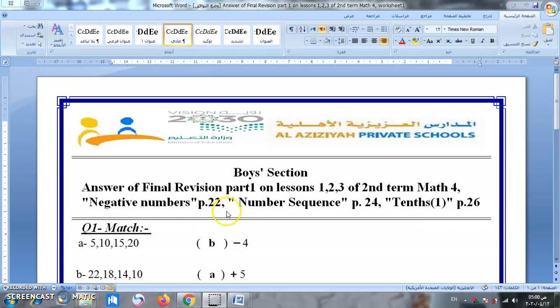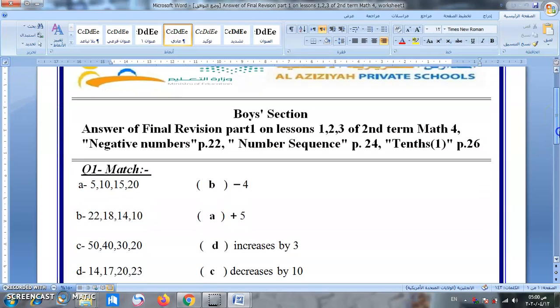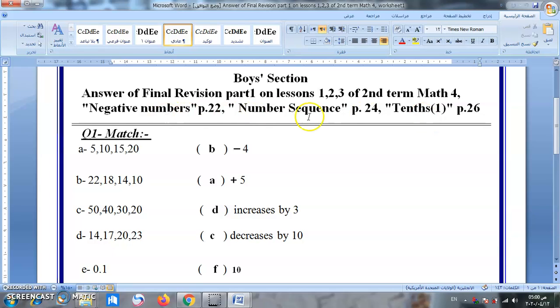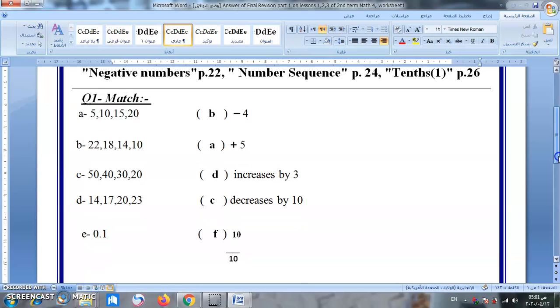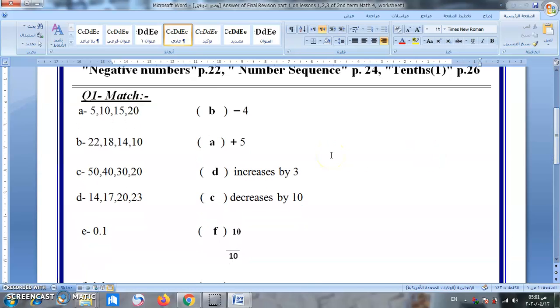Our lessons are negative numbers, pages 22 and 23, number sequence, pages 24 and 25, and tenths 1, pages 26 and 27. If you'd like to follow me, you can open your book for these three lessons, or you can just follow me in these worksheets, because our exam inshallah will be from worksheets 1 and 2 in part 1 and 3 and 4 in part 2.